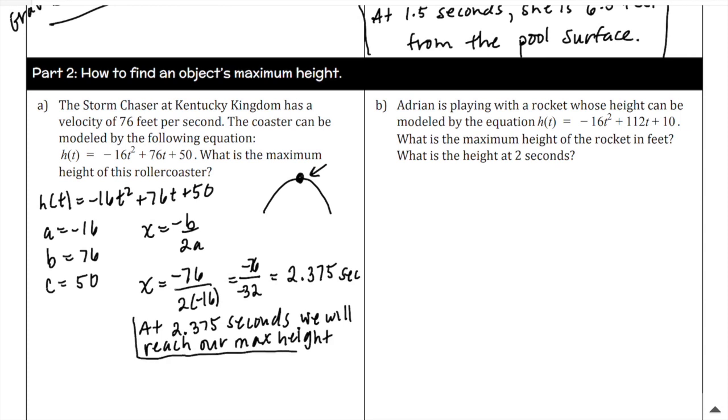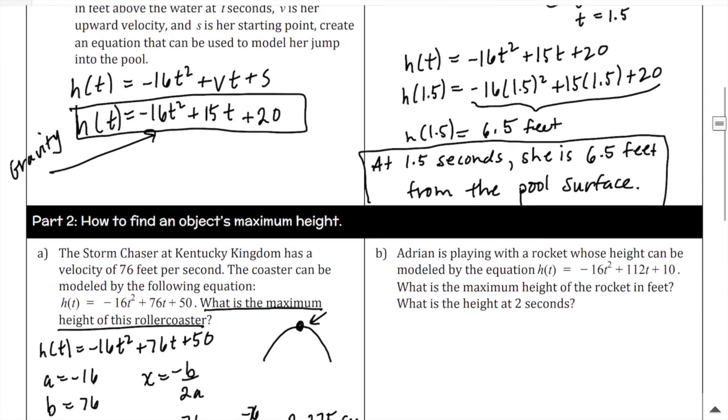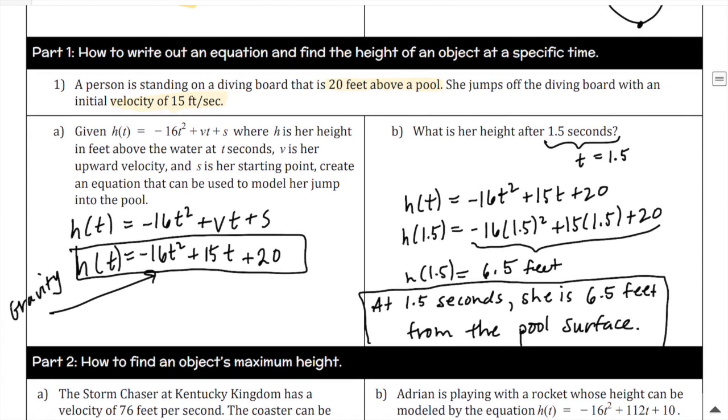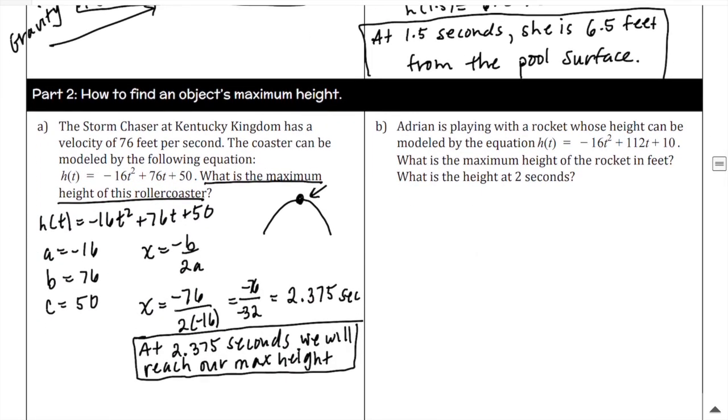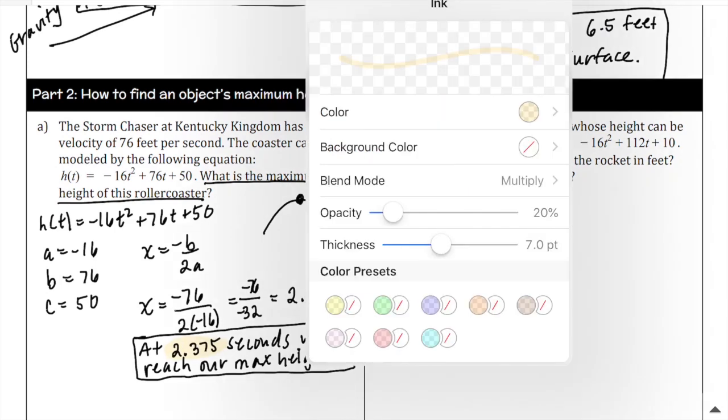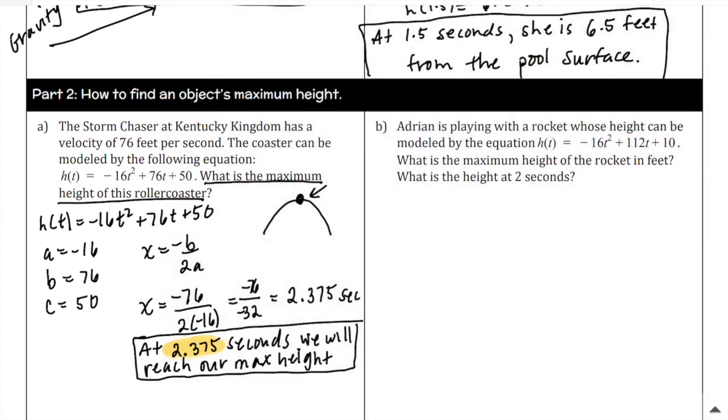But something to keep in mind is, did they ask us for the time? No, they want to know what the maximum height is. We only know when right now. We want to know what the height will actually be. So just like in part B for number 1, if I know the exact time that I want to be looking at, I can just go ahead and plug it into my original equation. So I'm going to take this value that I already found, and plug it into my equation.